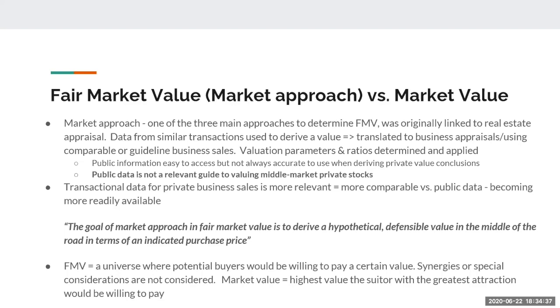You know, synergies matter, and aligning business models matter. So market value, on the other hand, is basically you going out, let's say I have a business and I'm trying to sell it. I'm basically trying to obtain the highest value from a suitor, someone who would benefit greatly by buying my business and has great attraction to my business. What is that person basically willing to pay? What is that top dollar or the value that I could squeeze from this person?